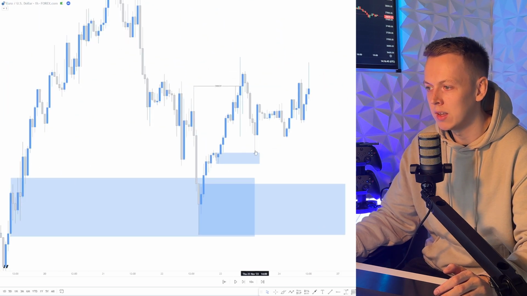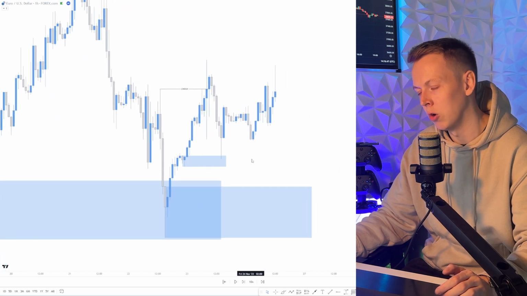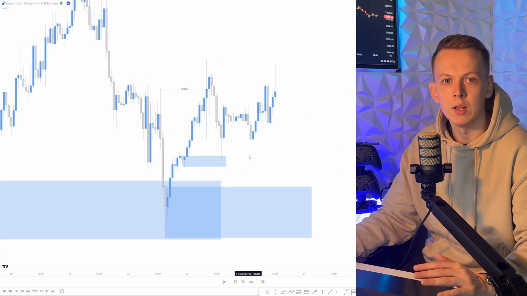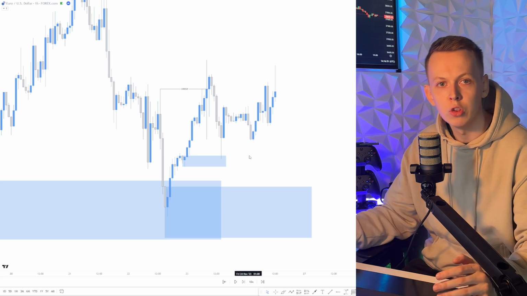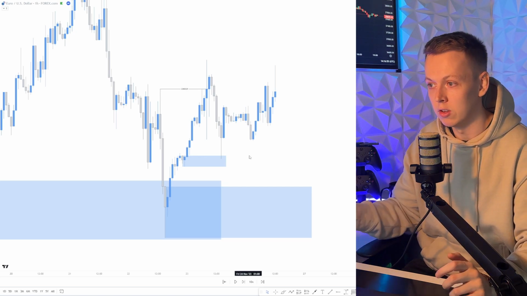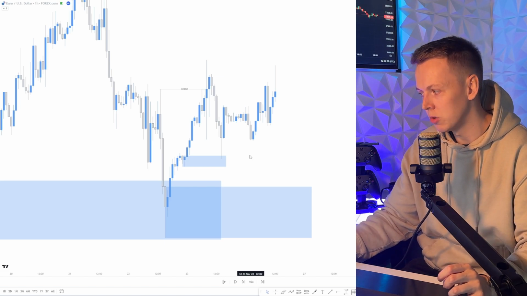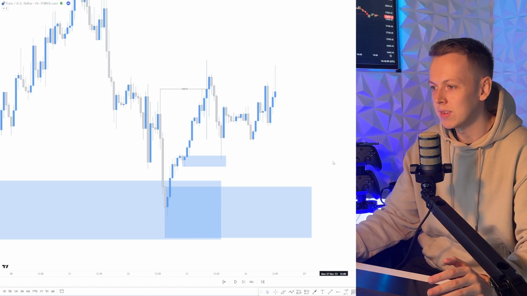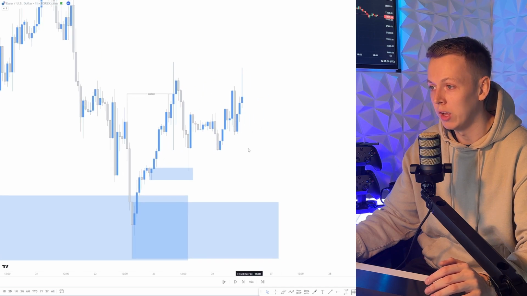You can see that we did get a nice reaction out of this higher zone, which is absolutely fine. That's completely normal to see. Sometimes they go to the extreme, and sometimes they go to these zones a little bit higher up within that range. So now we understand this, how could we look to get involved in a trade?